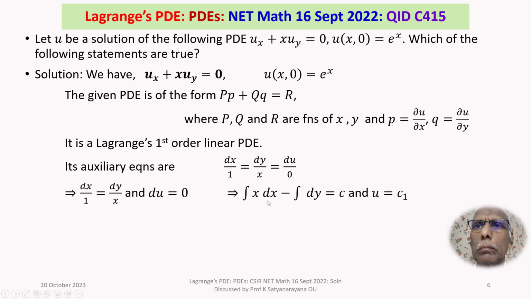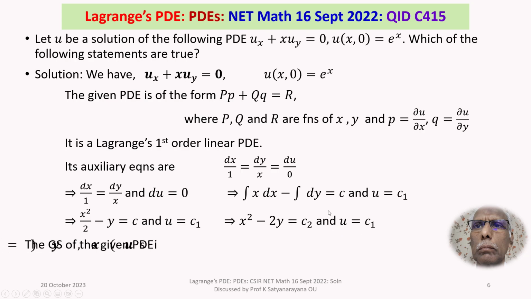Now let's do the integration. It is very easy. x²/2 − y = c, and u = c1. Take the LCM here. You will get x² − 2y = 2c. That 2c, keep it as another arbitrary constant c2, and u = c1, where c1 and c2 are arbitrary constants, and the general solution is given by c1 = φ(c2), where φ is an arbitrary function.